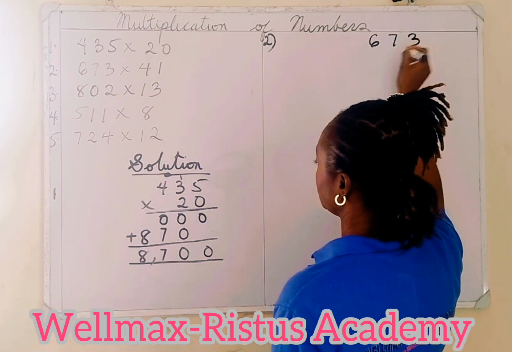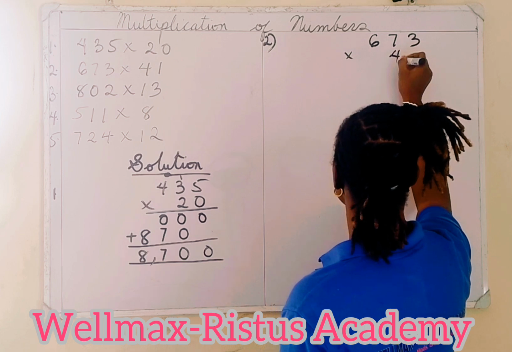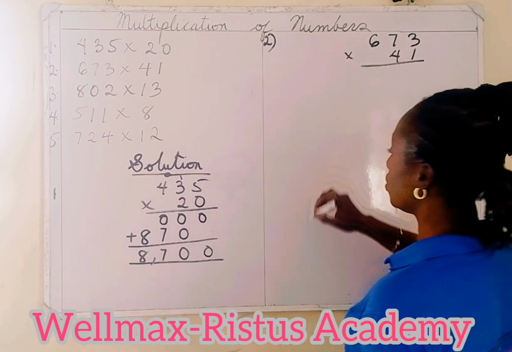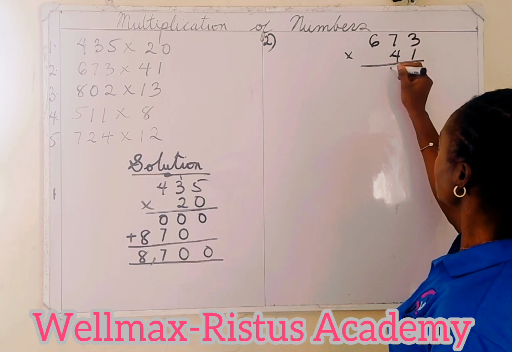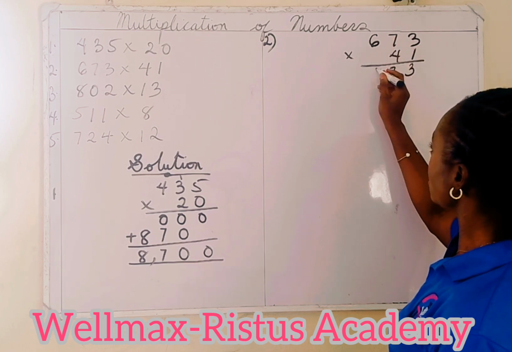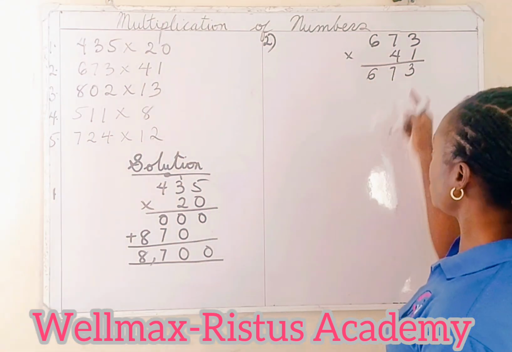Number 2, we have 673 times 41. Okay, so start from here. 1 times 3 is 3, 1 times 7 is 7, 1 times 6 is 6. Then we'll move to the next number.